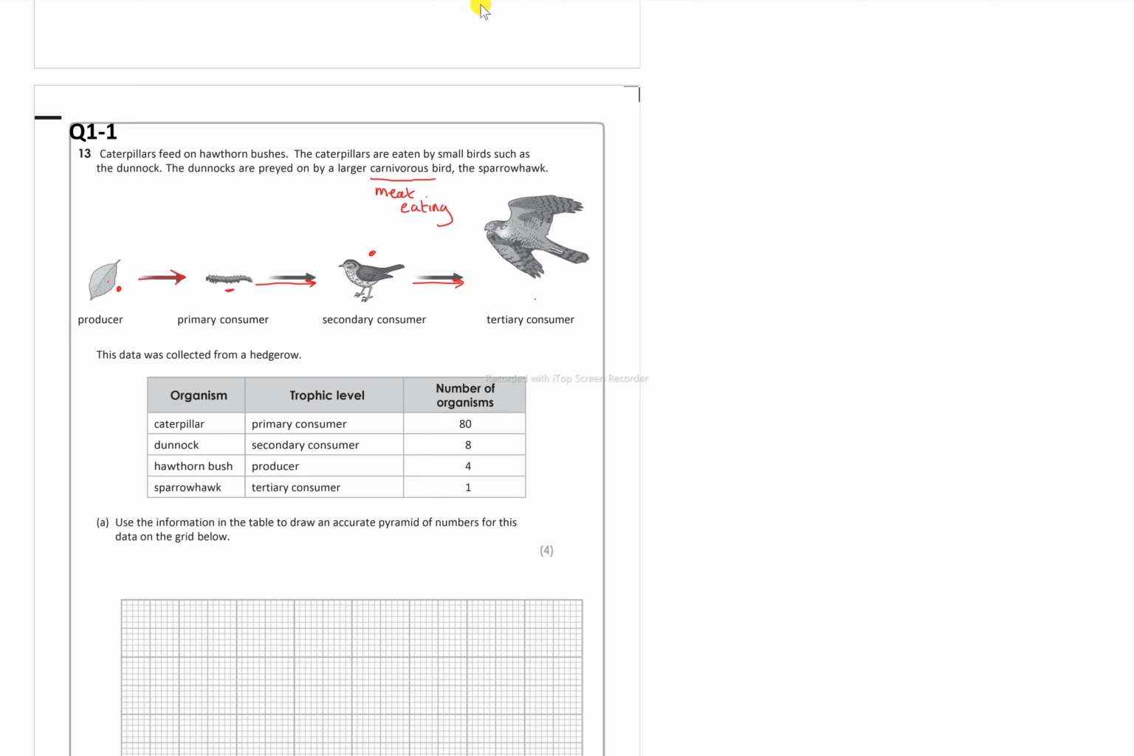Right. So now we have a table where we've got data collected from a hedgerow. So you've got an organism: caterpillar, hawthorn, sparrowhawk. This is a primary. No, I lie. This is a producer. It makes its own food. This makes its own food through a process called photosynthesis.